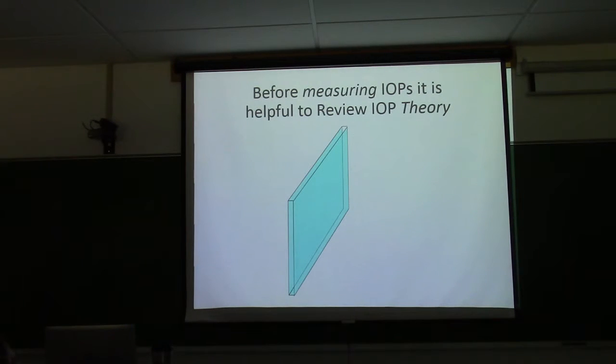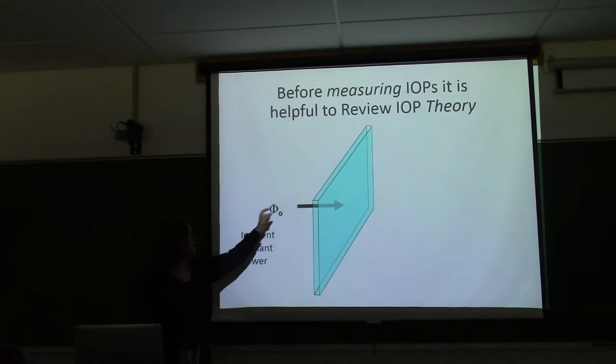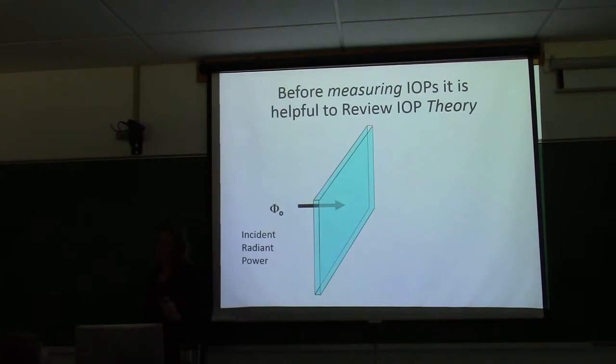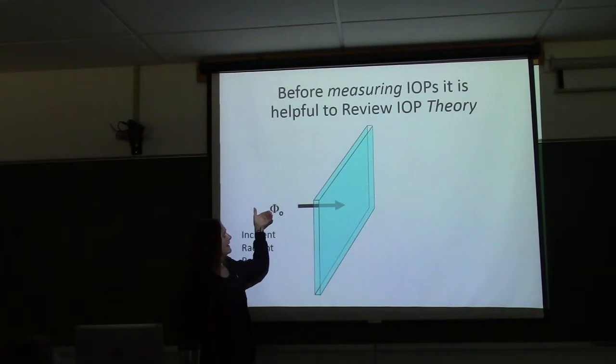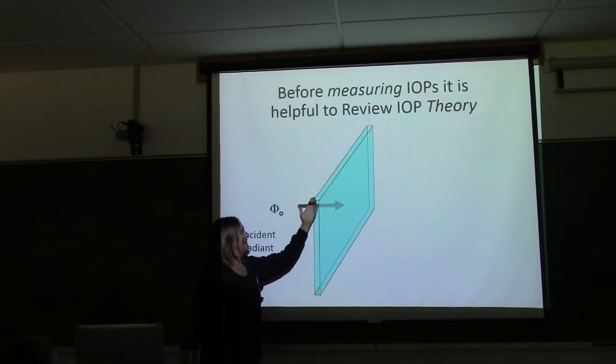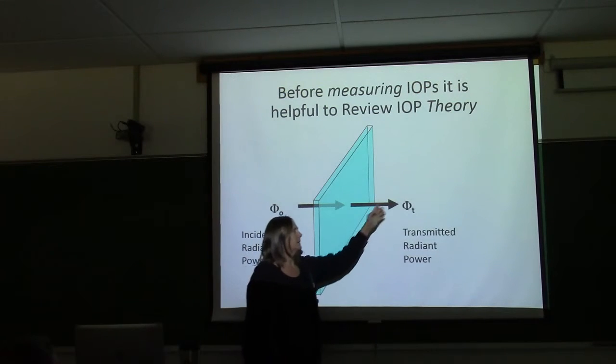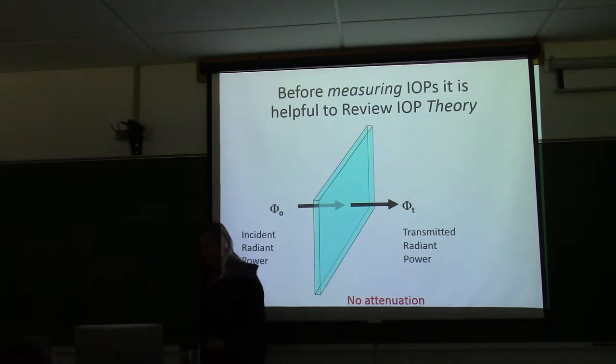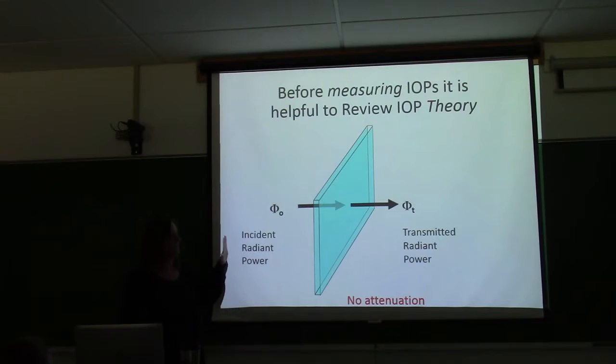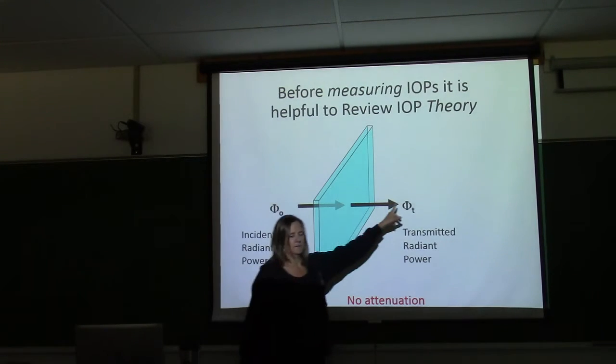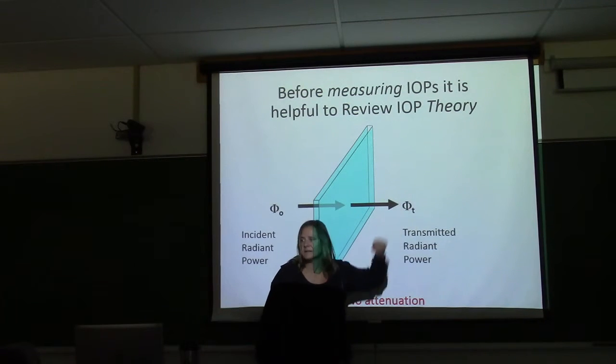Okay, so now we have to do the hard part, which is before we actually measure the IOPs, we need to review what they are so that we know that we're measuring them correctly. So imagine you have an infinitesimally thin layer of material, it can be water, and you have some incident radiant power on that face, and you have some transmitted radiant power coming out. And say there's no attenuation, there's no absorption or scattering. What can you tell me about this versus this? They will be the same, yes.